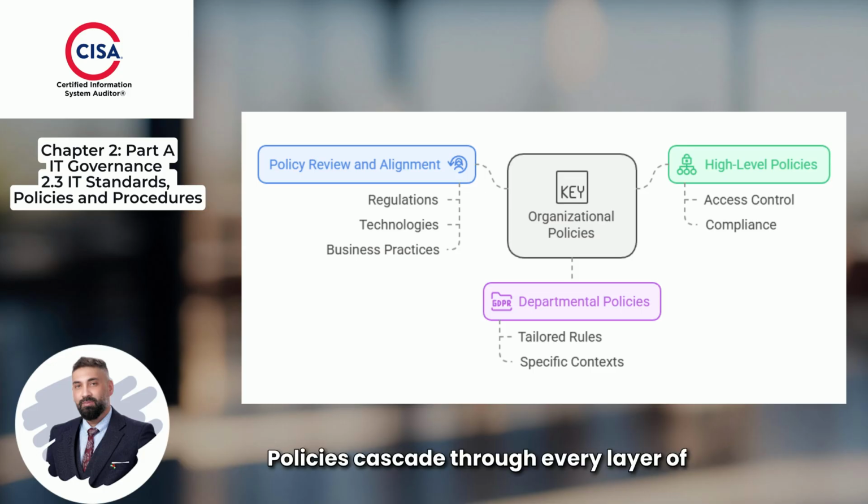Policies cascade through every layer of an organization. While corporate level policies establish the overarching rules, individual departments craft local policies tailored to specific contexts. But these localized rules are never in isolation. They flow from the corporate vision, ensuring neither contradictions nor redundancies.